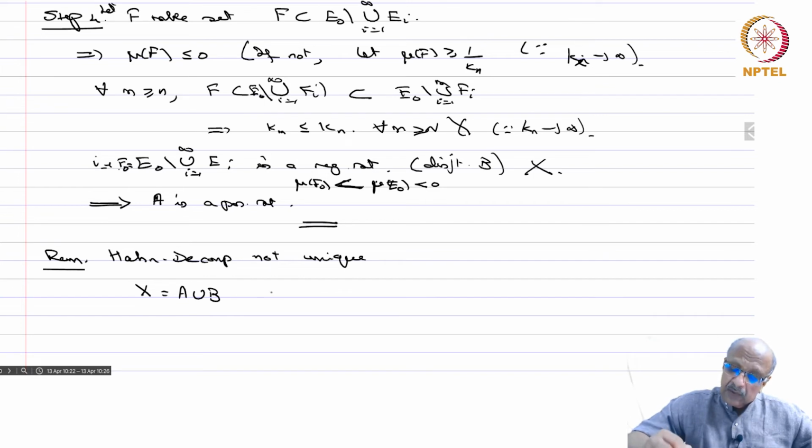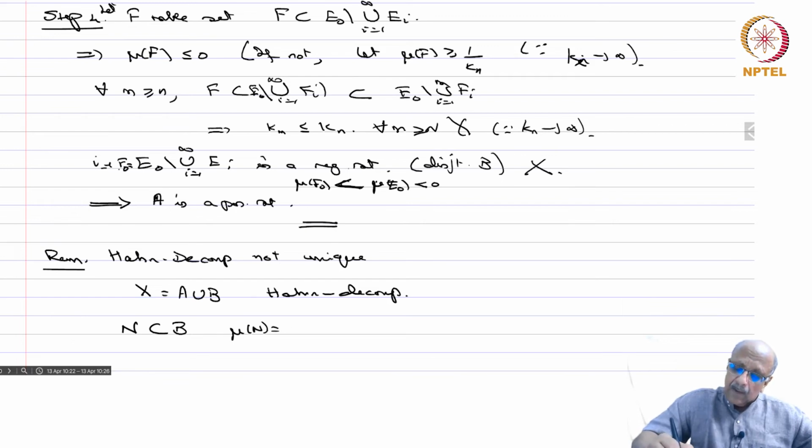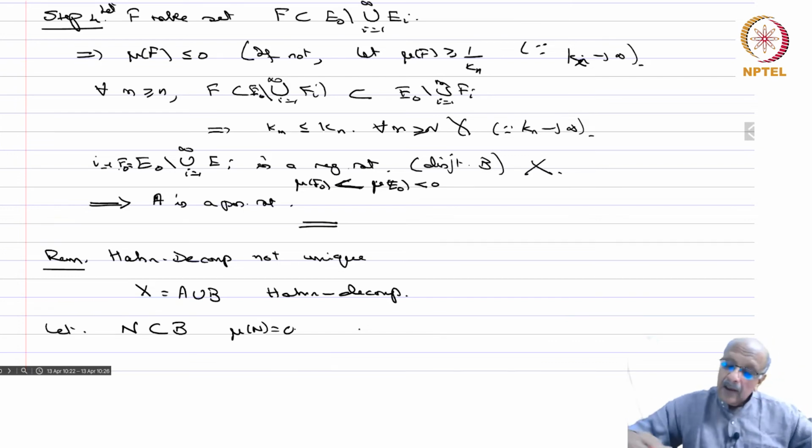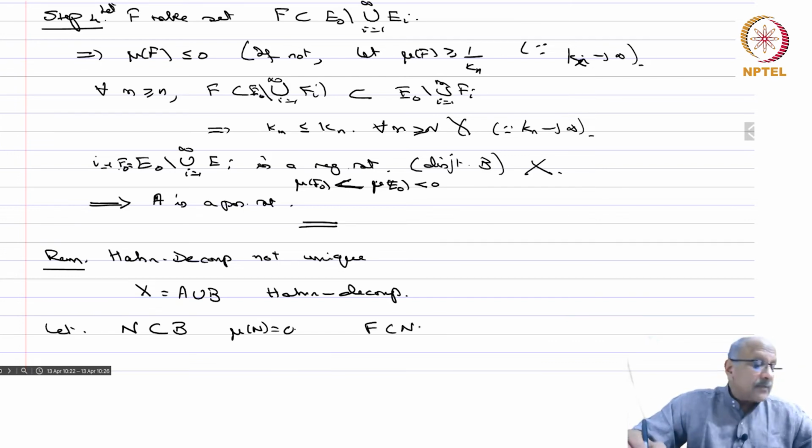So if X equals A union B is a Hahn decomposition, let N be a subset of B with measure of N equal to 0. So let F be contained in N.